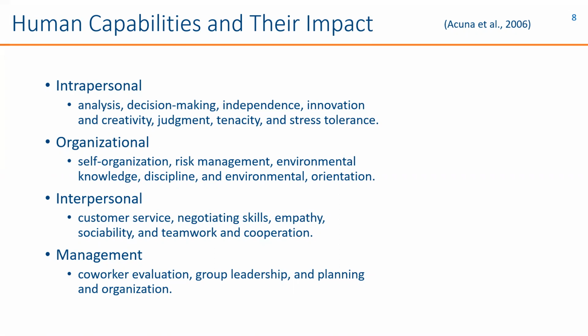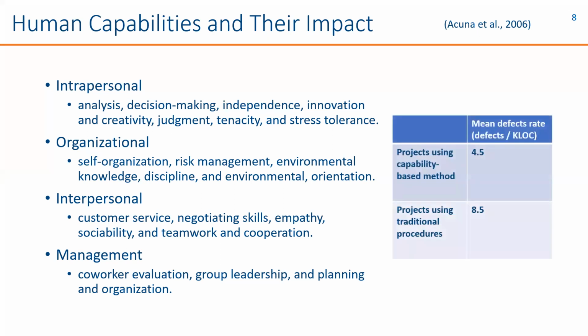There was room for flexibility when deciding a person's role, so managers didn't have to strictly stick to the criteria they set up, but they continued along with that for 6 months of deployment. And as you can see, their results indicate that the use of their capability-based method for choosing roles resulted in a mean defect rate that is 47% less than the projects using traditional role assignment procedures. This is only one study, but the research is notable for a few reasons.